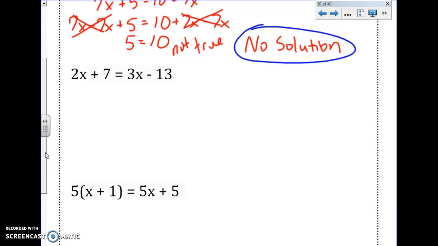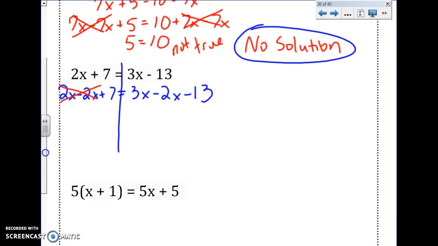All right, next example. I have x's on both sides. I don't have any simplifying I have to do. So I'm going to go right into subtracting 2x from both sides, because that's using the additive inverse property. So my 2x minus 2x goes to 0. And I'm left with 7 equals 1x minus 13.